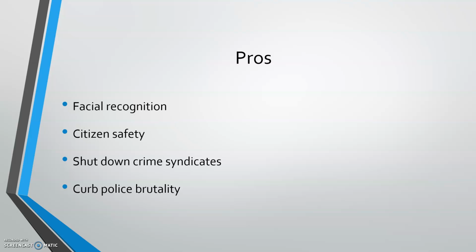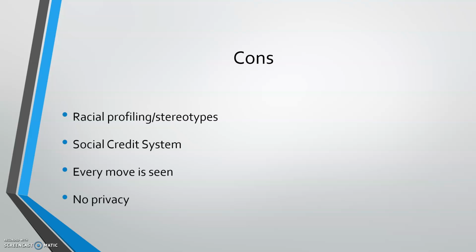The fourth would be curbing police brutality because with all these cameras around, officers would know that their every action is being recorded and may become grounds for prosecution, and they will obviously be thinking twice now before stepping over the line.